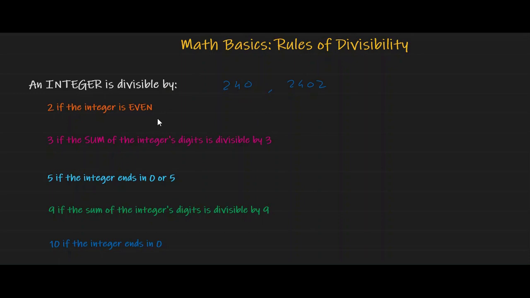So let's get started. An integer is divisible by 2 if the integer is even. What that means is, for instance, let's look at this number 240. Now because 240 is an even number, it is divisible by 2. So this will give you 120, which is also an integer.